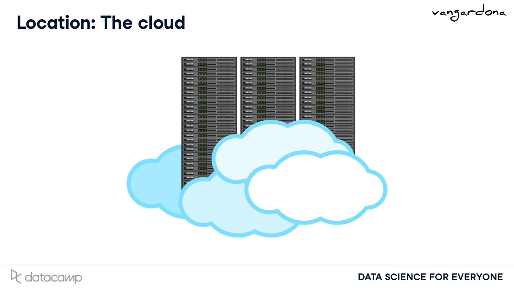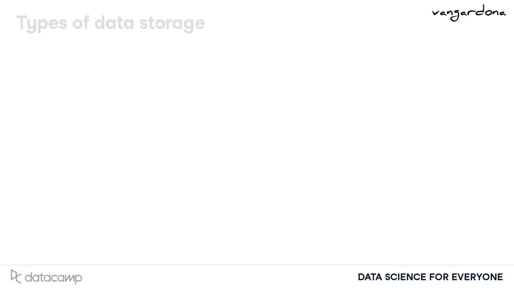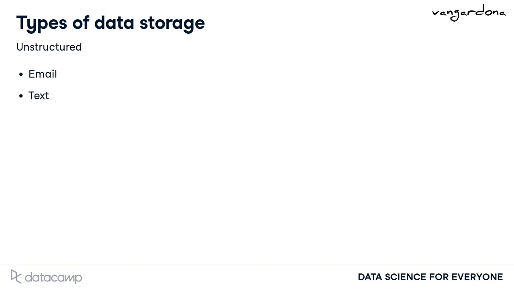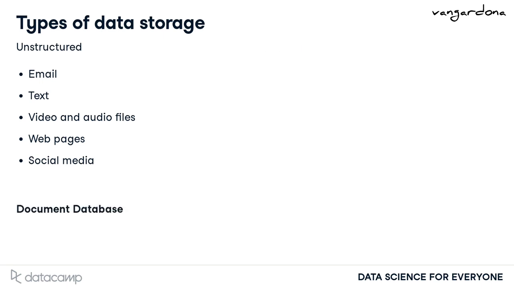These services provide more than just data storage. They can also help you with data analytics, machine learning, and deep learning. For now, we'll just focus on data storage. Different types of data require different storage solutions. Some data is unstructured, like email, text, video and audio files, web pages, and social media messages. This type of data is often stored in a type of database called a document database.